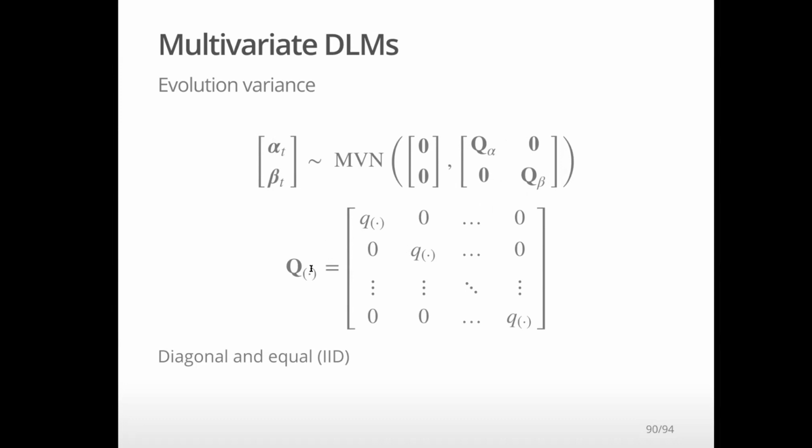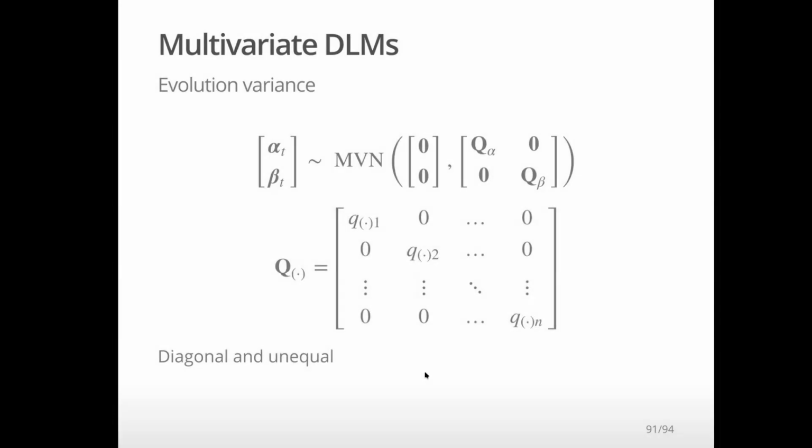So in this notation, the idea is that you just substitute any subscript in here you want, and then make some choice. In this case, I've just said it's diagonal and equal. These parameters are all the same, and there are no covariance terms in the off diagonals. Okay, you could do the same thing where it's diagonal and unequal. Now I've subscripted these so that each one of these is unique.